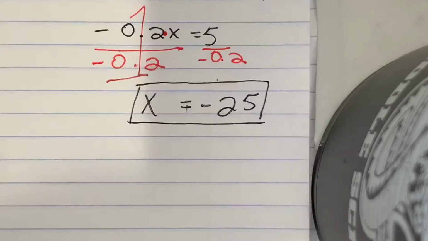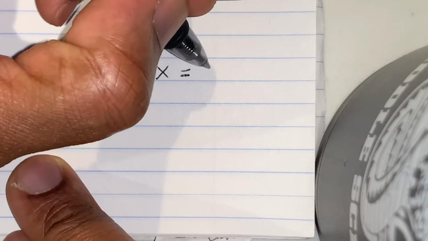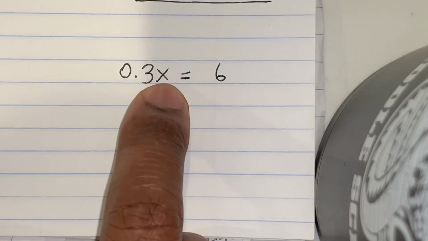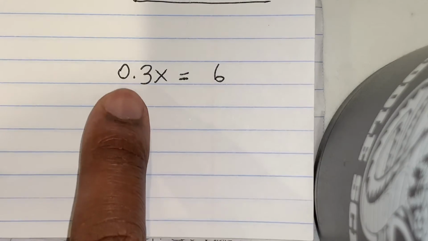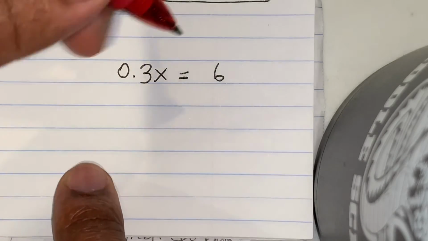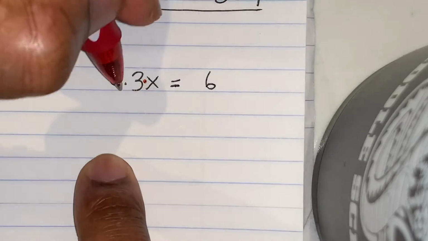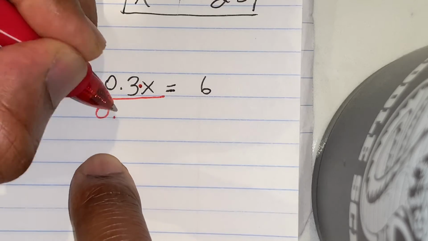So here we go. Let's move on to 0.3 times x is equal to 6. So our job is to get x by itself, to get the variable by itself. So what's bringing the coefficient and the letter together? Multiplication. So let's do the opposite of multiplication, which is division. So we are going to divide by 0.3.